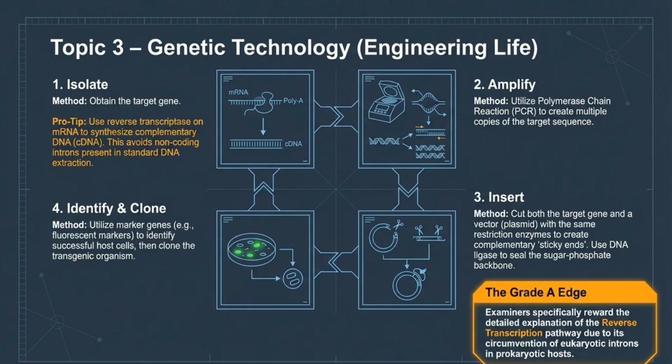Topic 3. Engineering life. This is the how-to guide for modern biology. You isolate the gene, amplify it with PCR, insert it into a vector, and then identify the successful clones using markers. The grade A secret here? Explain the reverse transcription pathway. Using mRNA to make cDNA allows you to skip those pesky non-coding introns that bacteria can't handle.